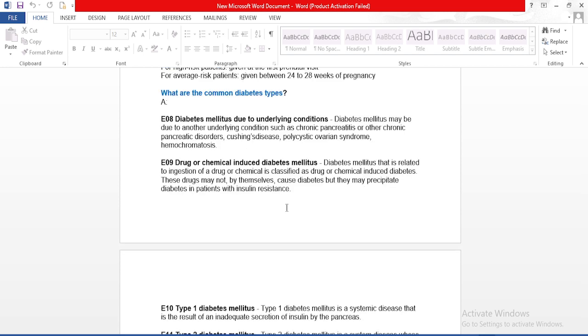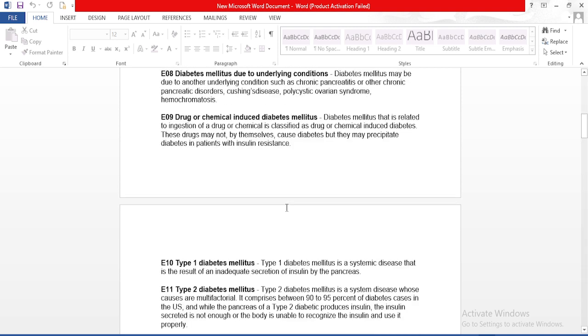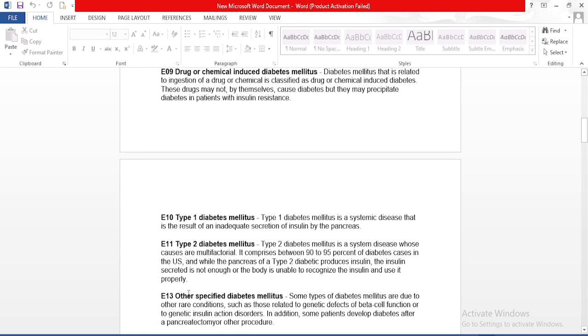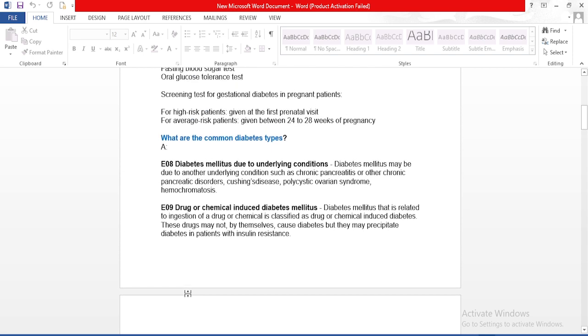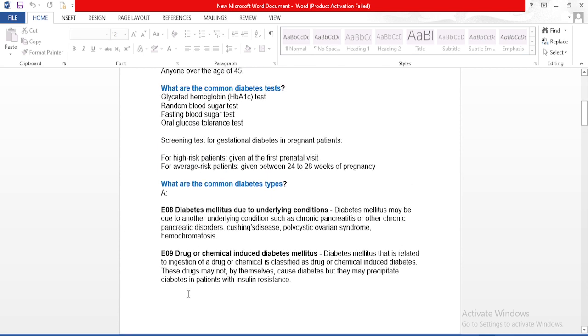So next one, what are the common diabetes types? Usually while we are coding, we may come across nearly 5 types of diabetes, which are E08, E09, E10, E11 and E13. First we will start with E08.